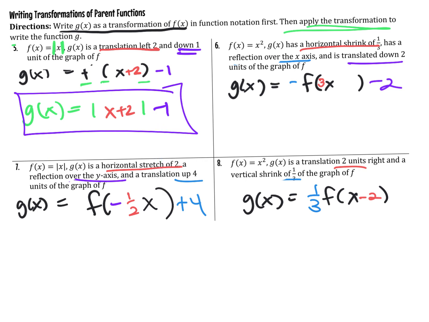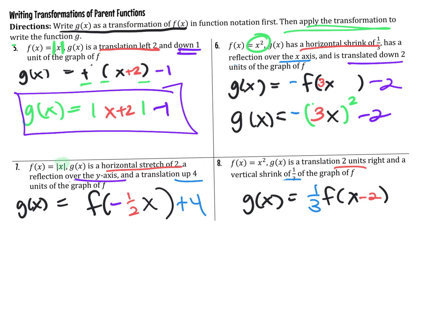So same thing on number 6. Our function is x squared. So where it says f, that's going to become our function squared. So g of x equals, I'm still going to have a negative in front. I'm still going to have 3 and x on the inside, and I'm going to have minus 2 there. Go ahead and pause the video and see if you can do 7 and 8 on your own, and then unpause the video and see how you did.